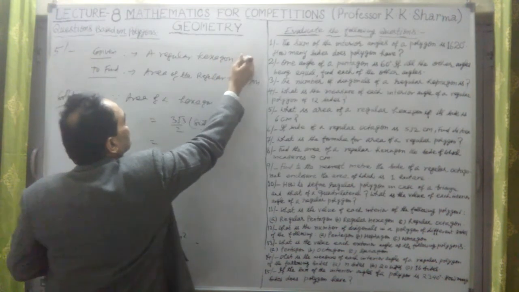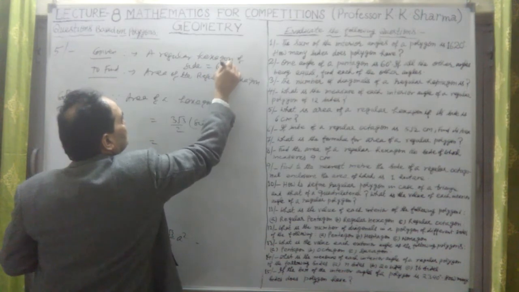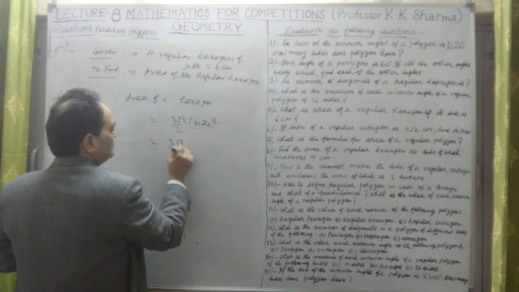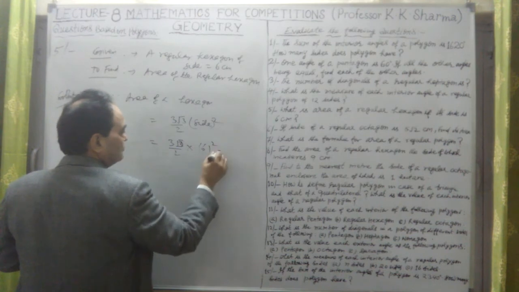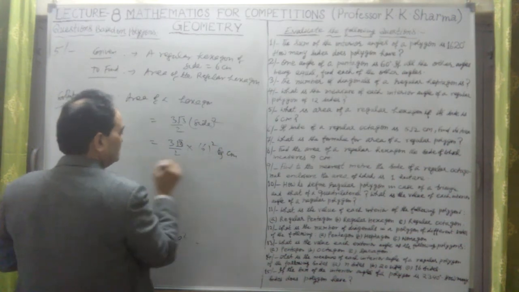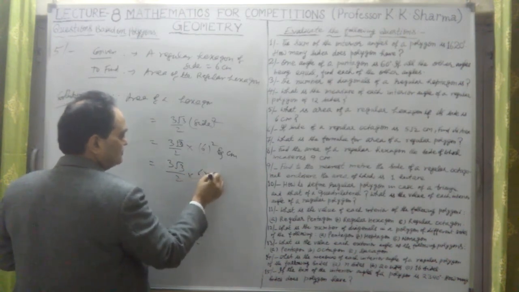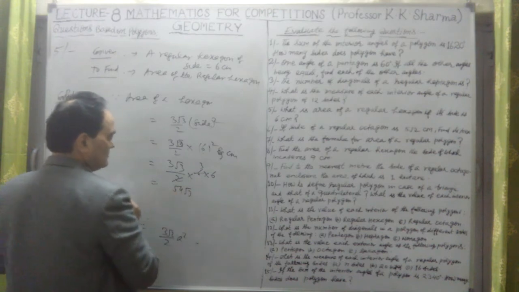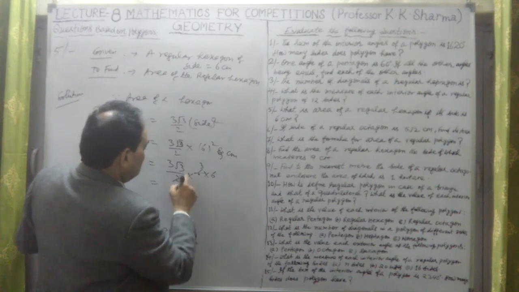Of a regular hexagon of side equal to 6 centimeter. Here side is 6 centimeter. It is 3 root 3 into side, means 6 square. Area will be in square centimeter. 3 root 3 upon 2 into 6 into 6, 36. 2 3s are 6, 3 9s are 27, 54, 54 root 3. 54 into root 3.